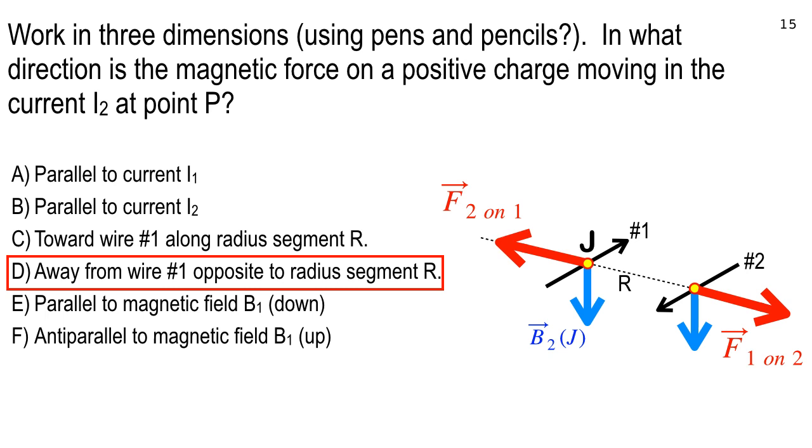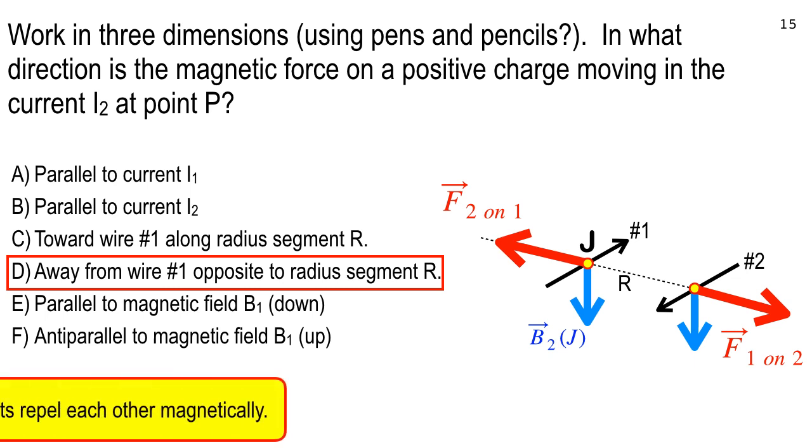Yeah, but that's right. The field from that was B1. B1 on this side was downward. B1 on the far side was upward. Okay, that's not what we're doing now. We're doing B2 on the far side, and current number 2 is going this way. So it's just like that.